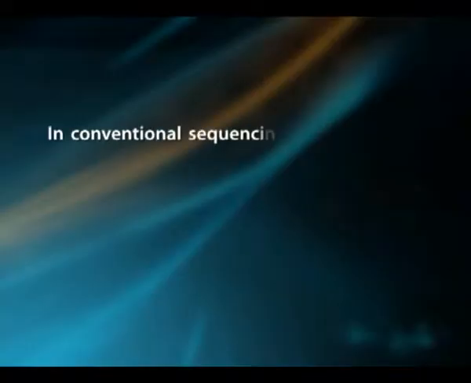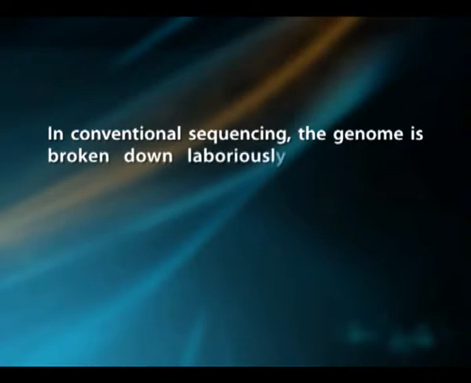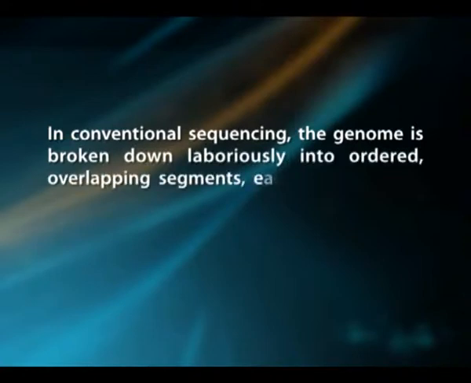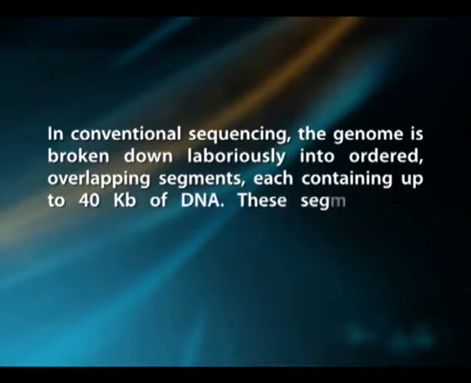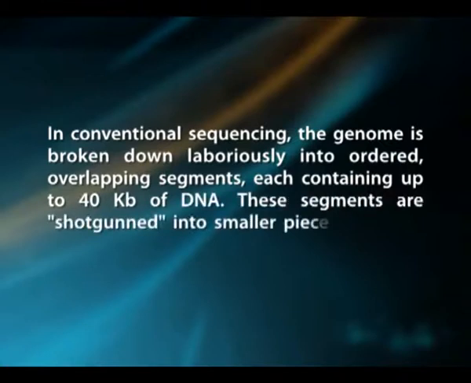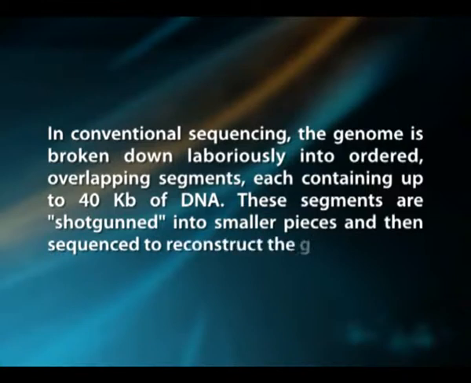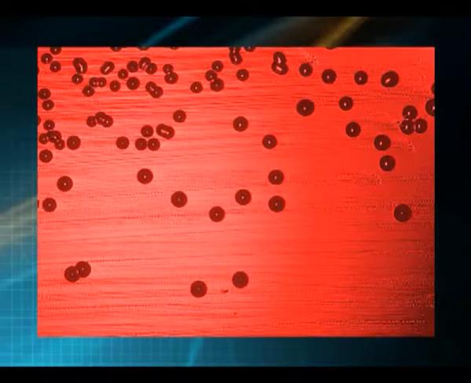In conventional sequencing, the genome is broken down laboriously into ordered overlapping segments, each containing up to 40 kb of DNA. These segments are shotgunned into smaller pieces and then sequenced to reconstruct the genome. Venter's team utilized a more comprehensive approach by shotgunning the entire 1.8 megabase pair Haemophilus influenzae genome. Software developed by TIGR, called the TIGR assembler, was used to reassemble approximately 24,000 DNA fragments into the whole genome.